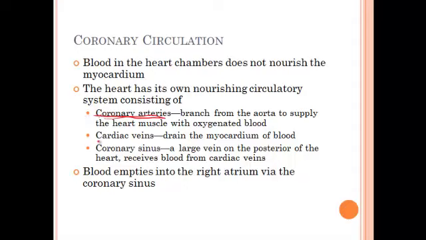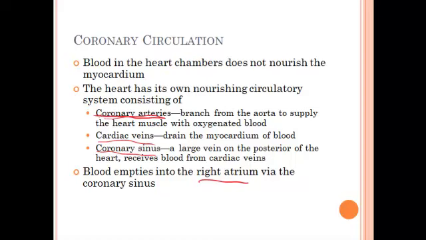Then we have the cardiac veins, and they're bringing that blood back and dumping it back into the heart through the coronary sinus, which is a large vein on the heart that's gathering all that blood from the cardiac veins and dumping it back into the right atrium. So it doesn't go into the vena cava, it dumps directly into the right atrium of the heart.